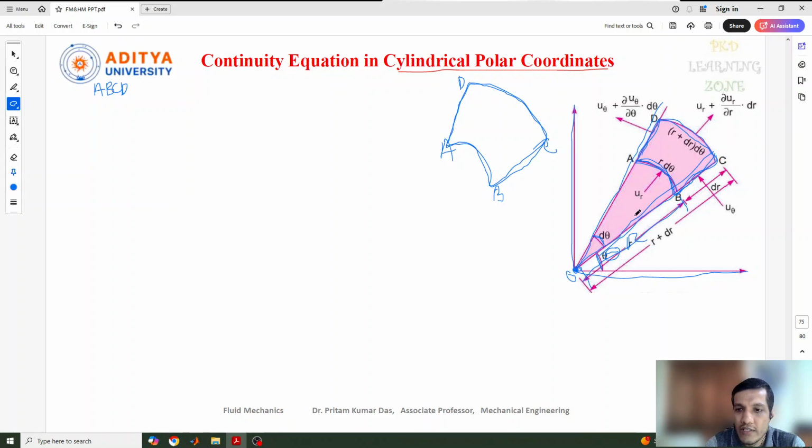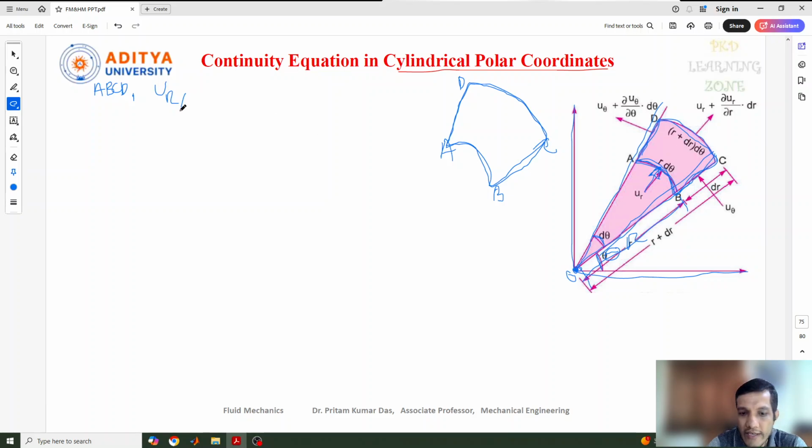Now the component of the velocity at this region, which is crossing this AB surface, we can say is UR, in the radial direction, and in the tangential direction that will be U theta. So we can write the velocity UR in the radial direction. Radial direction means in this direction what we are considering, only this direction.